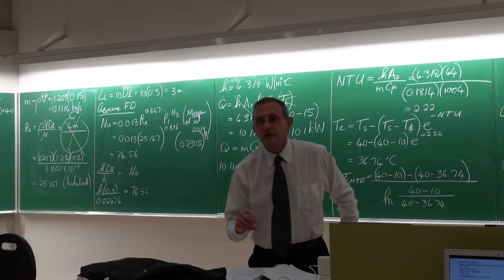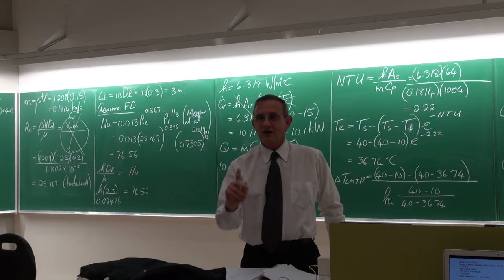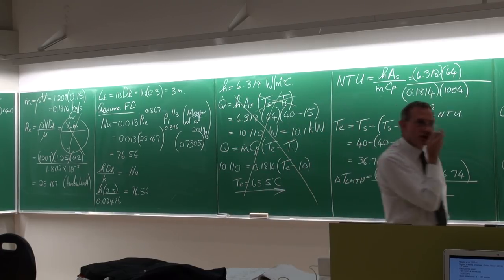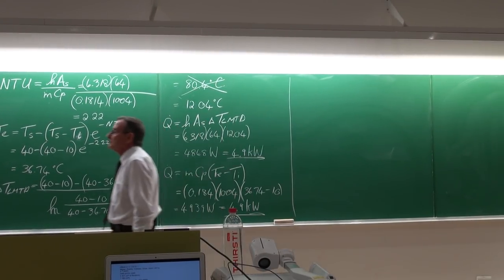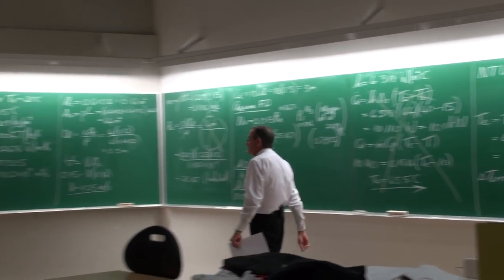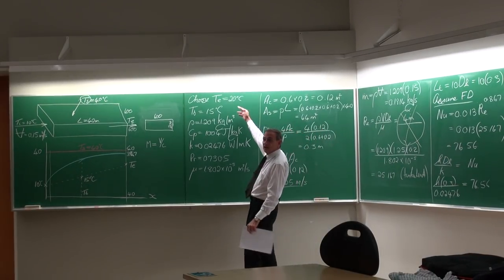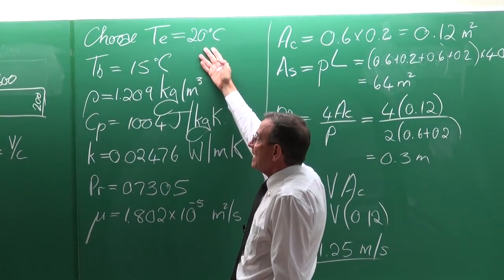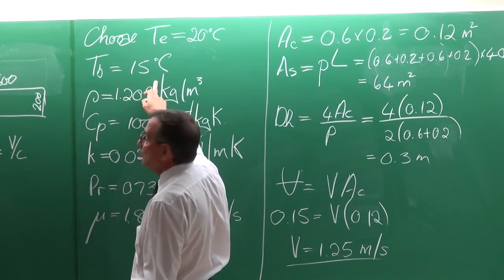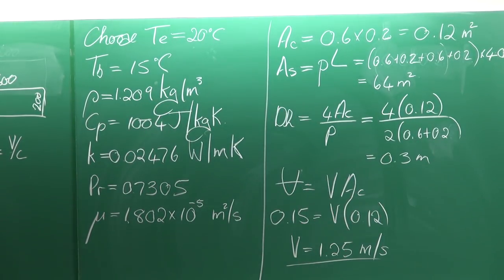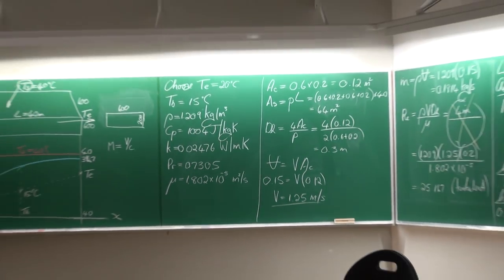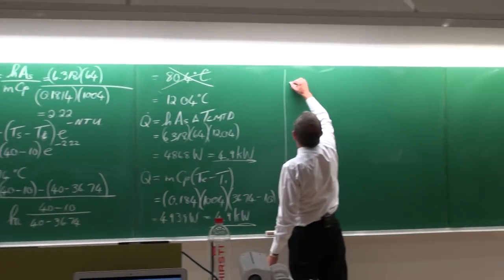Yep. But the properties that you use for when you... Aha, good. That's exactly what I want to go back to. So the properties, we have used the properties not at 20 degrees. We assume an outlet temperature of 20. And then we calculated the bulk, which is 15. Now we can go and recalculate.